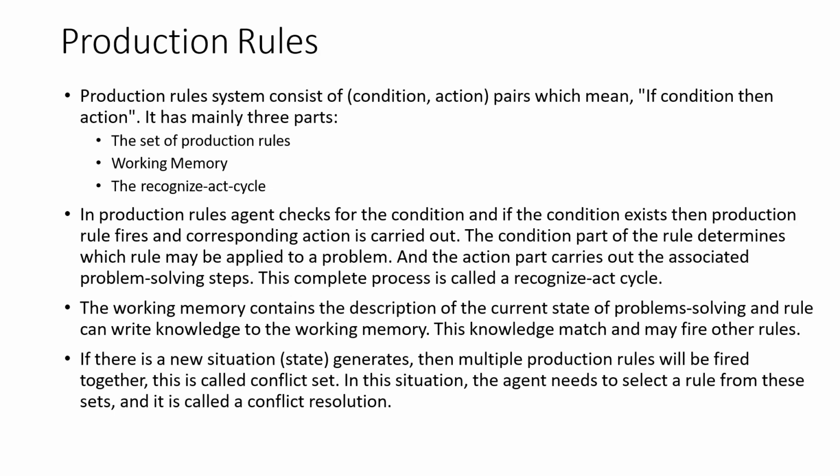Next is production rules. A production rule system is a type of knowledge-based system that works using if-then rules. So each rule has a condition and an action. So if condition, then corresponding action. It is widely used in AI for problem solving and decision making. The main components are, first, the set of production rules. These are if-then statements that define the knowledge of the system.